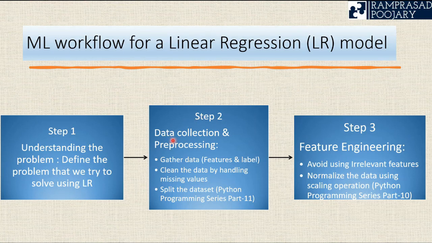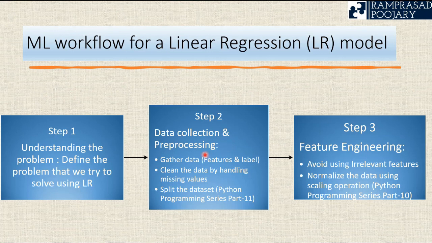So let us look at the machine learning workflow. The machine learning workflow has a number of stages, and the very first stage is understanding the problem. You need to define the problem that we are trying to solve. If it is house price prediction, that is going to be the problem. And then once this problem is defined, you need to collect the data. You need a data set, and once the data set is collected, you need to perform pre-processing. The raw data set cannot be used for training.